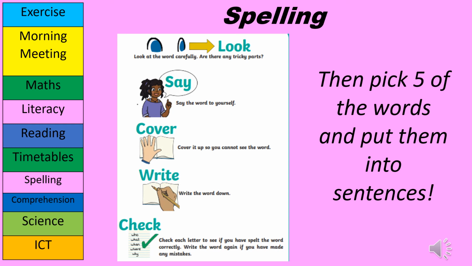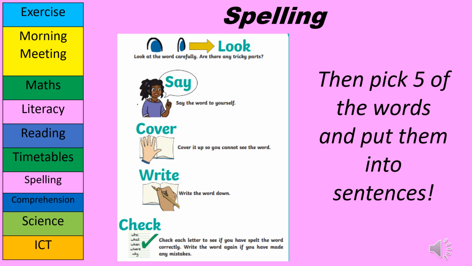So the first step is to look at the word you're going to spell very carefully. The next step is to say the word to yourself. Then cover it up so you can't see the words anymore. Write the word down, then check each letter to make sure you've spelt it correctly, and make sure that when you're checking them that the letters are in the correct order and that all of the letters are where they should be.